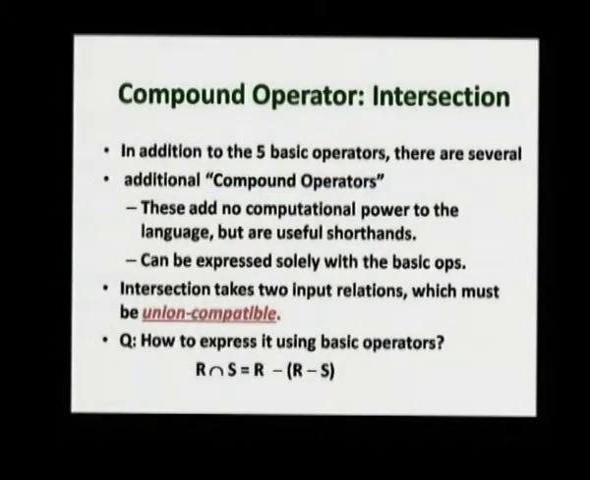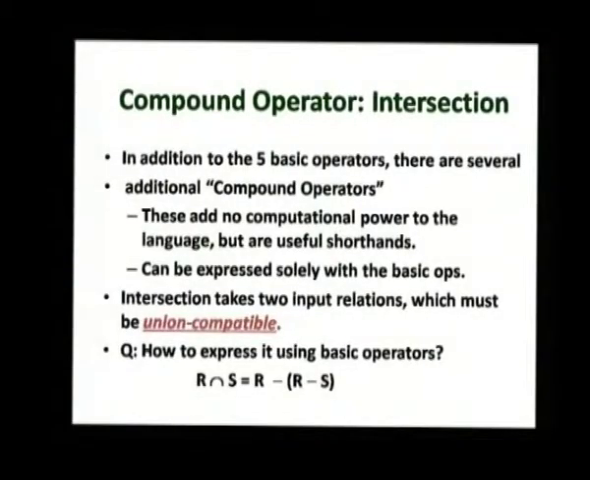This is considered a compound operation. As far as computational power is concerned, there is no additional computational power, but it is only for convenience of representation that we use these shortcuts, and it can be expressed solely with basic operators. As far as intersection is concerned, it takes two input relations, and these two input relations have to be union compatible. We have already discussed what union compatibility is.